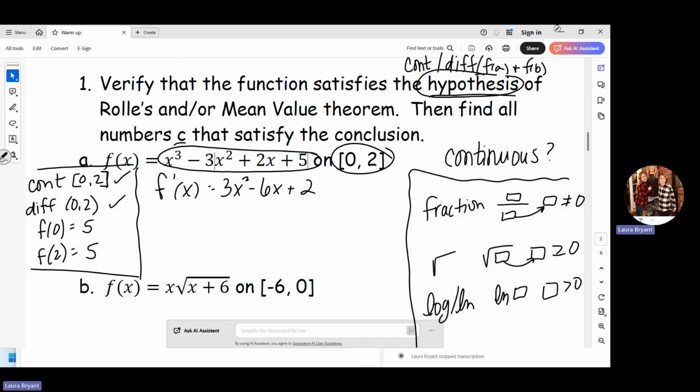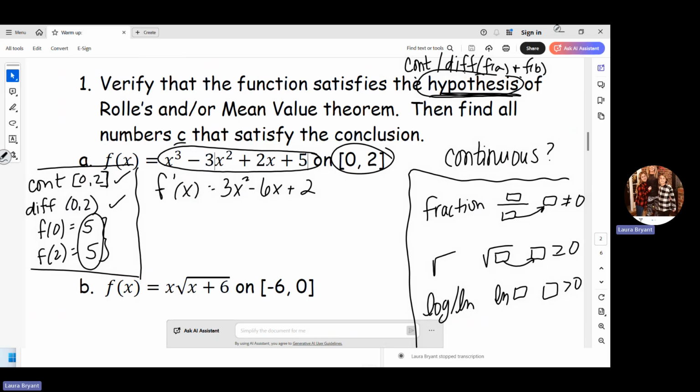So right now I'm checking the hypothesis. I'm checking whether it is continuous, differentiable, and I'm looking at f of a and f of b. It is continuous, it is differentiable. Then I use this to decide if I'm going to do the mean value theorem or Rolle's. Rolle's theorem works if these are the same y values, which it is. So this one's going to be Rolle's theorem.